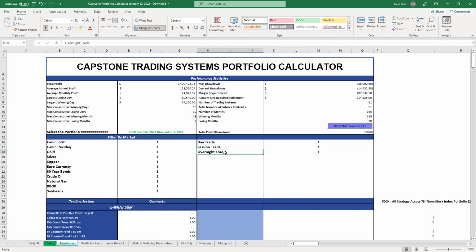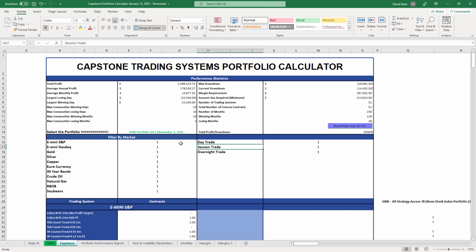Now, overnight trades can hold positions when the market is closed. So the markets are closed 1 hour per day during the week from 4 p.m. Central Time to 5 p.m. Central Time, and then over the weekend. So those are the three different distinctions.